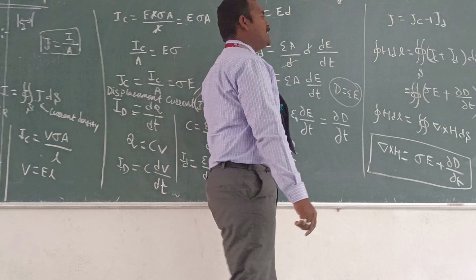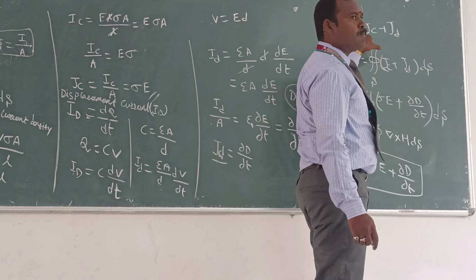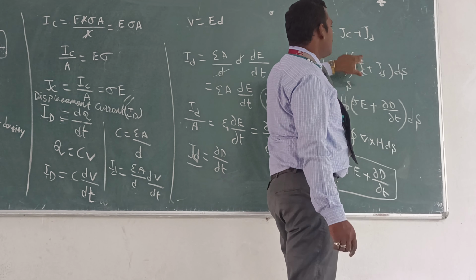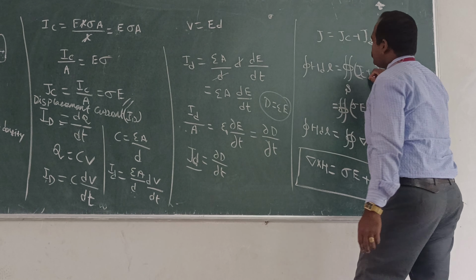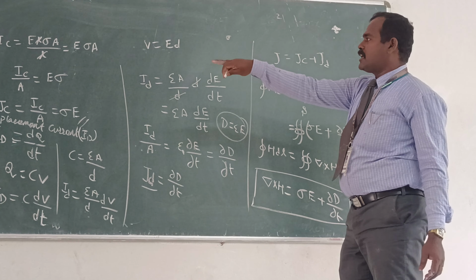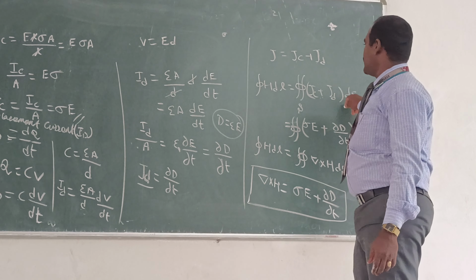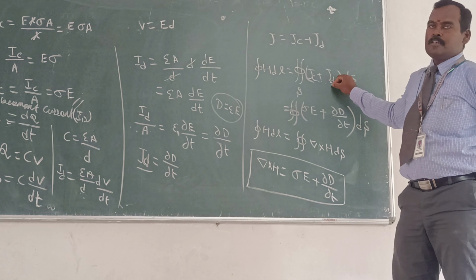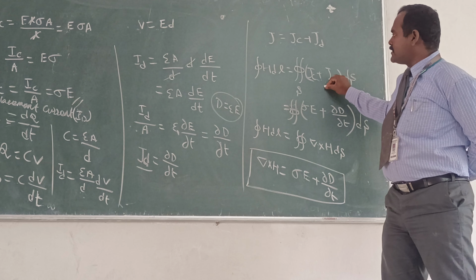So the total current density becomes the sum of conduction current density plus displacement current density. So we have already written the expression: the line integral of H·dl should be equal to the surface integral of J·dS. Instead of J, you can replace it with JC plus JD.